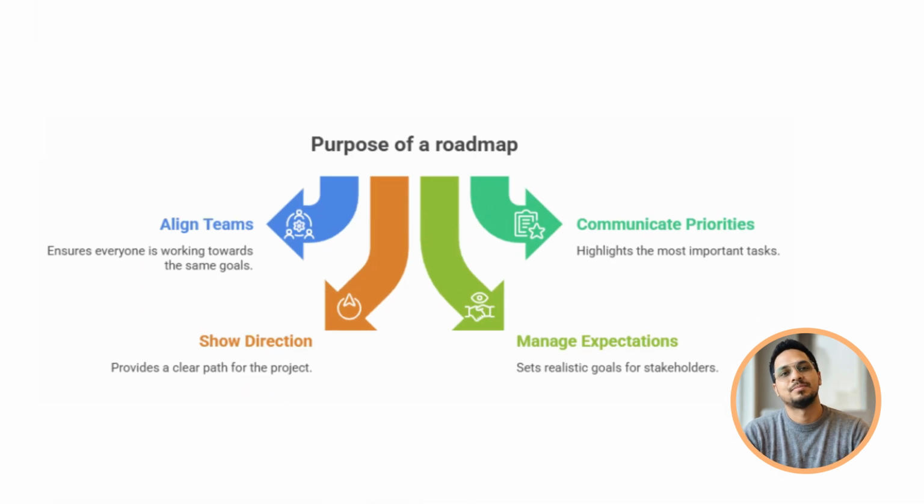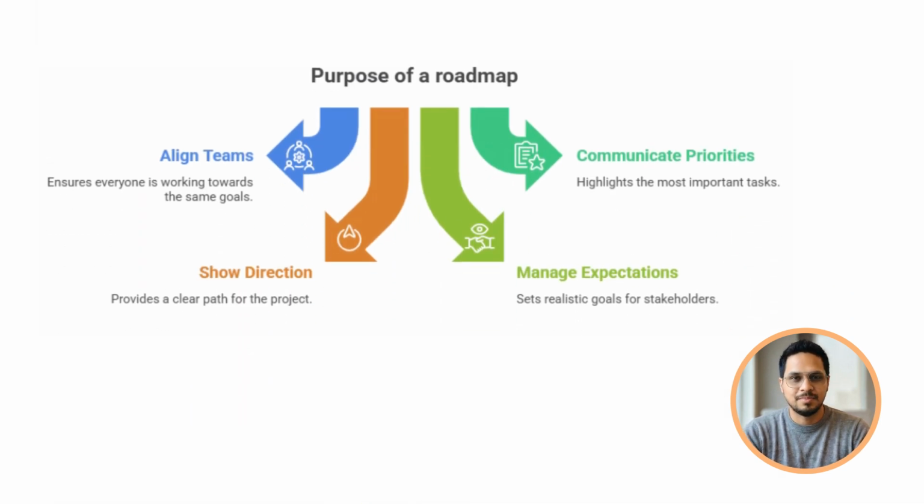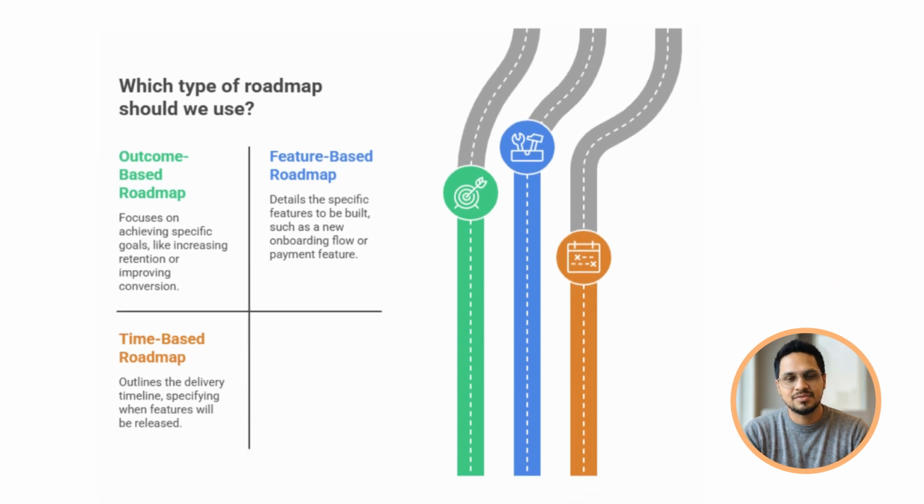Now, what is the purpose of a roadmap? A roadmap is used to align teams, communicate priorities, show direction, and manage expectations. It answers what are we building next and why. Now, let's understand the types of roadmaps.